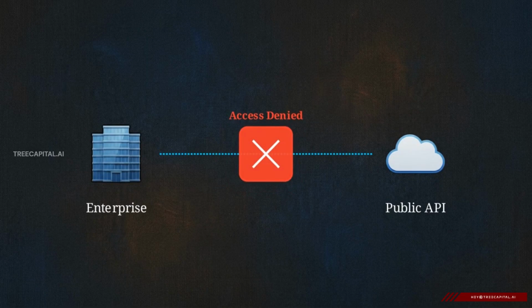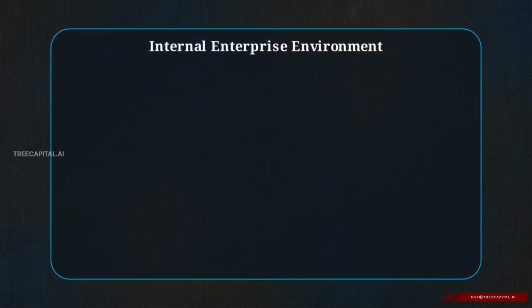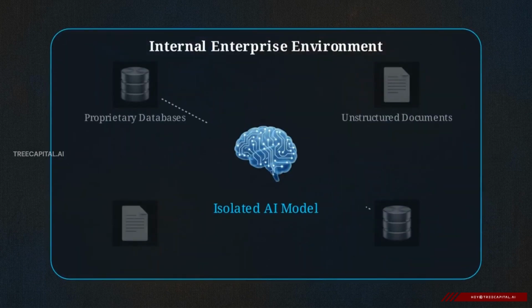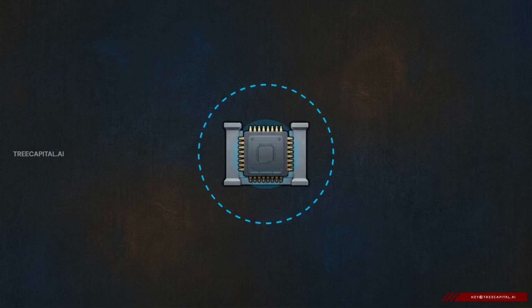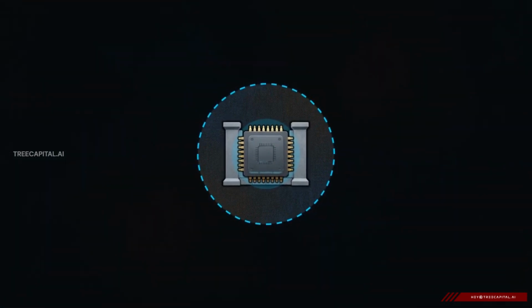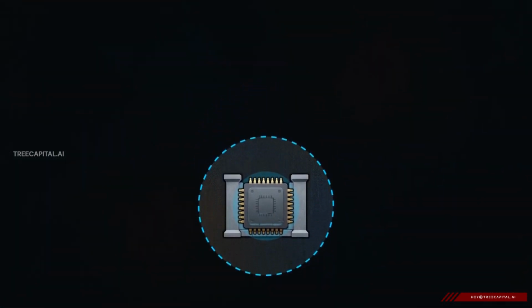Exporting sensitive data to a public API violates zero-trust policies, but keeping the model isolated leaves it without the context required for high-level business logic. Treecapital AI engineered the Anven 1.0 architecture to resolve this friction point. It is a sovereign AI, built to deploy and operate entirely within air-gapped private enterprise clouds.